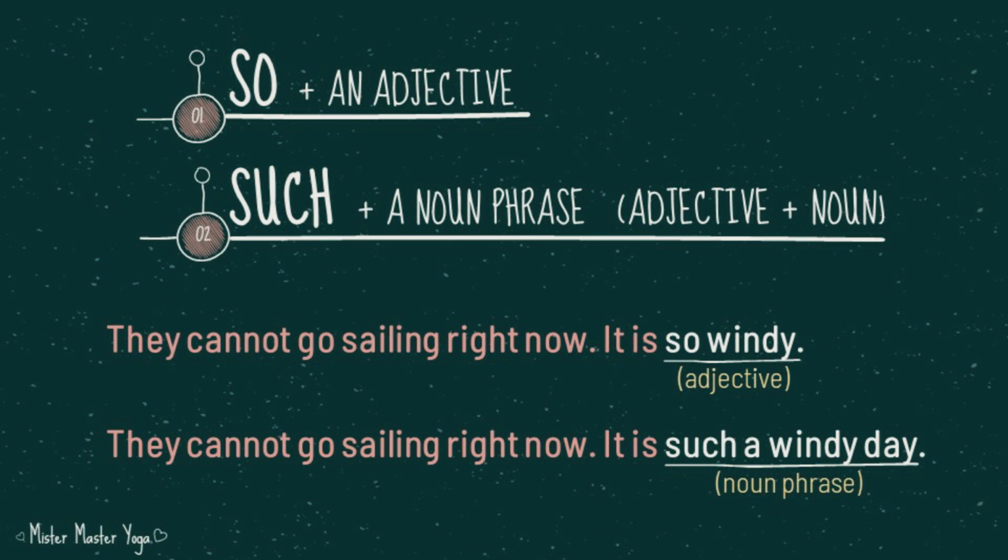The next sentence. They cannot go sailing right now. It is such a windy day. Such a windy day is a noun phrase. It's a combination of adjective and noun. So we use such with a noun phrase and so with an adjective.